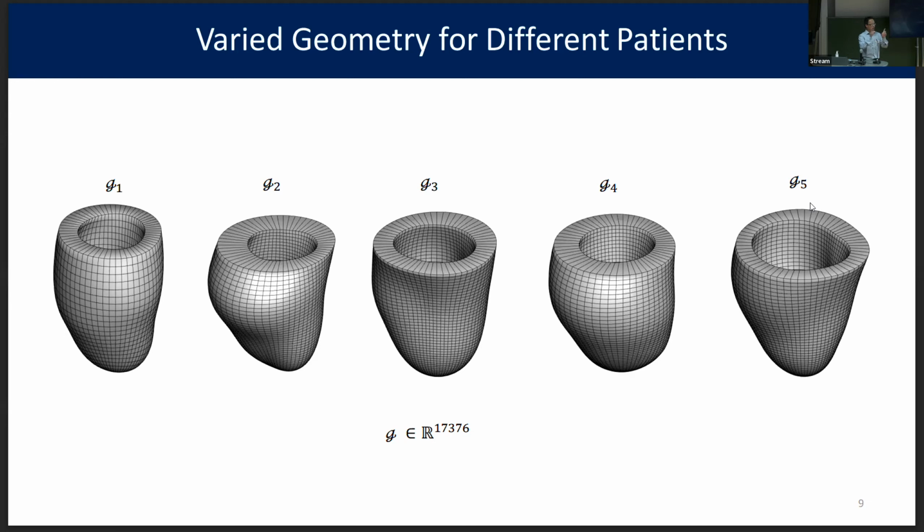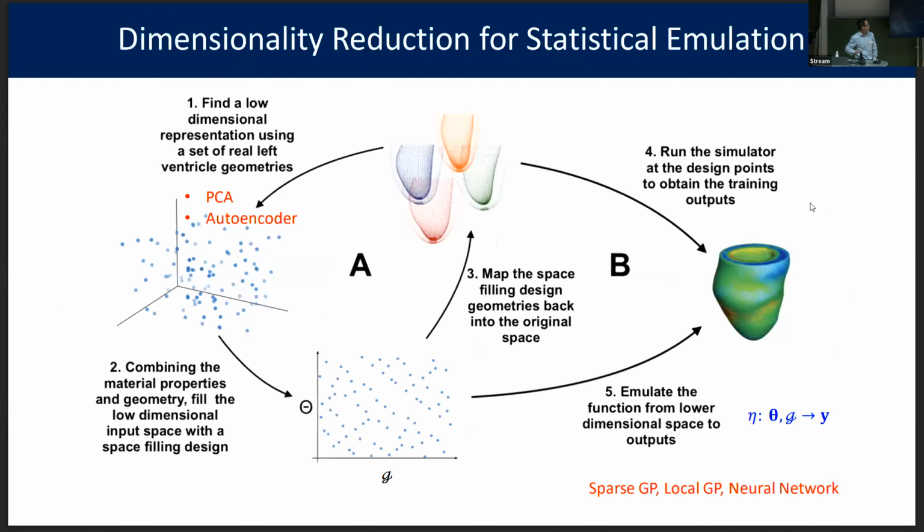That geometry is represented by the nodes on the surface, and each node has 3 components, X, Y, Z, in 3-dimensional space. In total, for one geometry, we need 70,000 degrees of freedom. That is too big, especially if you want to use this geometry to train an emulator. So we need to rely on dimension reduction.